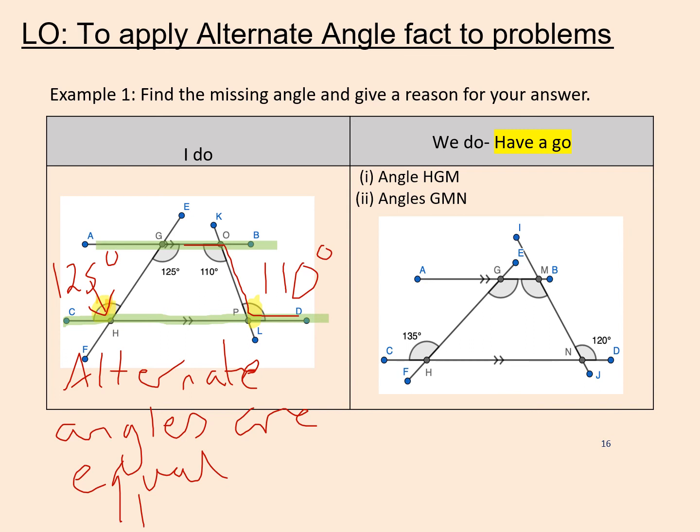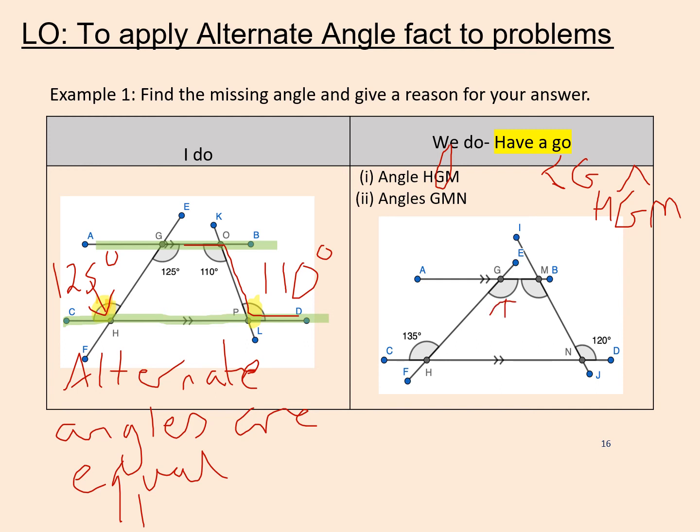Let's look at angle HGM. If you look at HGM, what do they mean by HGM? Well, HGM means that the angle is at G. Okay, it's the middle letter. Sometimes it's written as HGM with a little hat over the G to say what the angle is. So it's asking for this angle here. It wants to know what this angle here is.